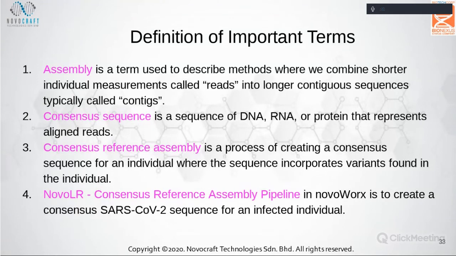The novoLR consensus reference assembly pipeline in novoWorx is to create a consensus SARS-CoV-2 sequence for an infected individual. In short, we will take a sample of SARS-CoV-2 RNA from a patient. The RNA was broken into smaller fragments during the sequencing process, and we will use this pipeline to combine the small fragments into a longer contiguous sequence.